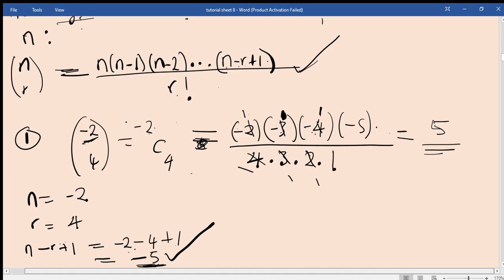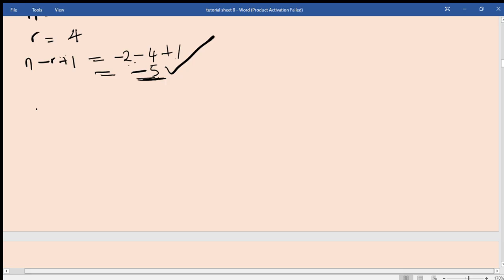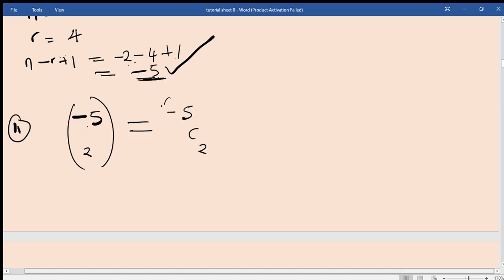The same is happening when we're solving this question. Number 2 says negative 5 combination 2. This is a negative power. Before we start doing anything, what is our n? Our n is negative 5. What is our r? Our r is 2. Then we'll end where? We are looking for n minus r plus 1.